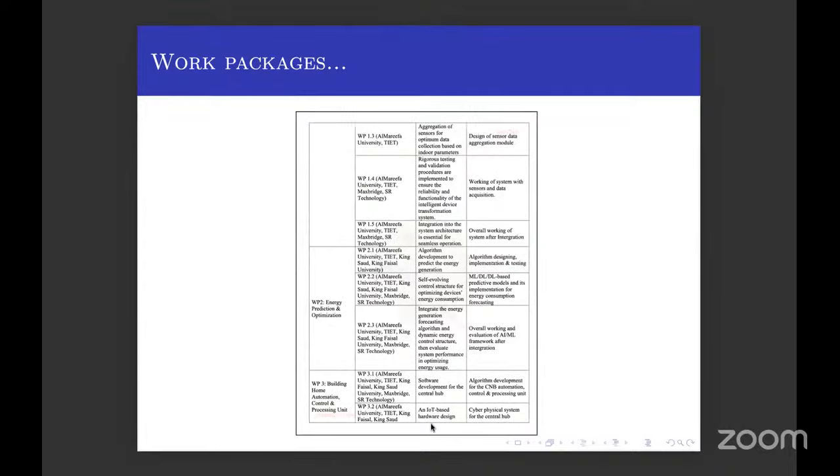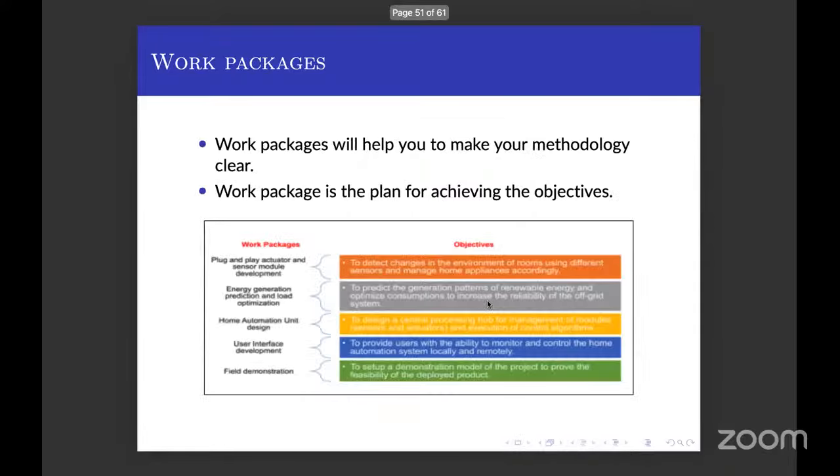Then in another way also you can write it, that this is work package 2. It is divided into sub work packages 2.1, 2.2, 2.3. Who are the partners who will be doing it, what they will be doing, what is going to be achieved at the end of work package 2. This gives very significant information that the PI and co-PIs are very confident, and that is why they know each and every step about this. So work packages will help you make your methodology very clear. A work package is the plan for achieving the objectives. So these are the work packages, and by this I'll be achieving my objectives.